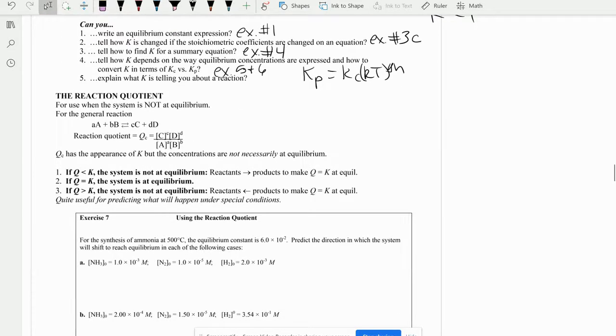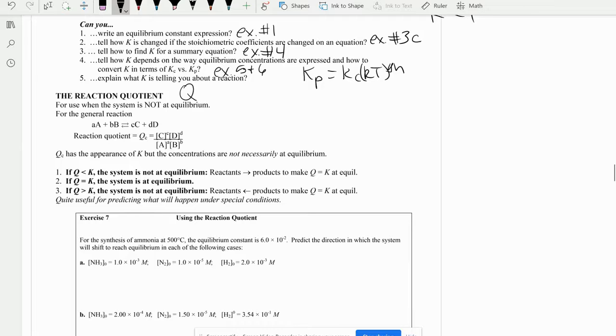Let's go ahead and move on to the reaction quotient. We also call the reaction quotient Q. So you guys are actually going to be calculating Q values. Well, what's a Q value? Well, it's very much like a K value. But here's the deal. Sometimes we're going to be working problems in AP chemistry where the particular chemical reaction is not at equilibrium.